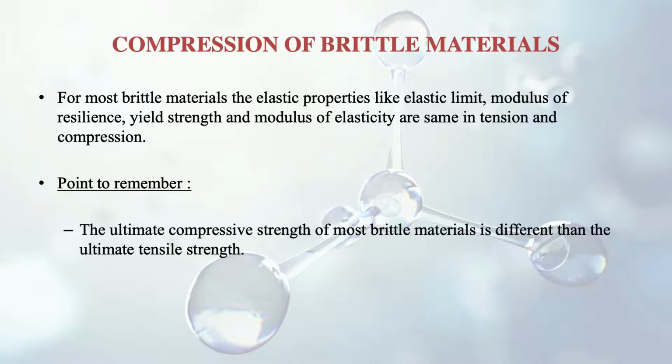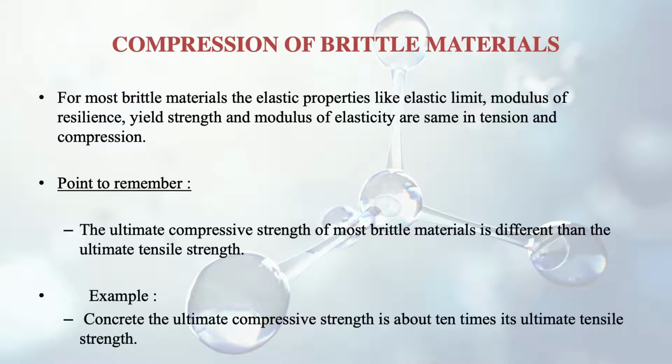Now what is different then? There is one point to remember. The ultimate compressive strength of most brittle materials is different than the ultimate tensile strength. If you do the tension test and the compression test, you will find that the ultimate compressive strength of brittle materials will be more than the ultimate tensile strength. For example, concrete's ultimate compressive strength is about 10 times its ultimate tensile strength.